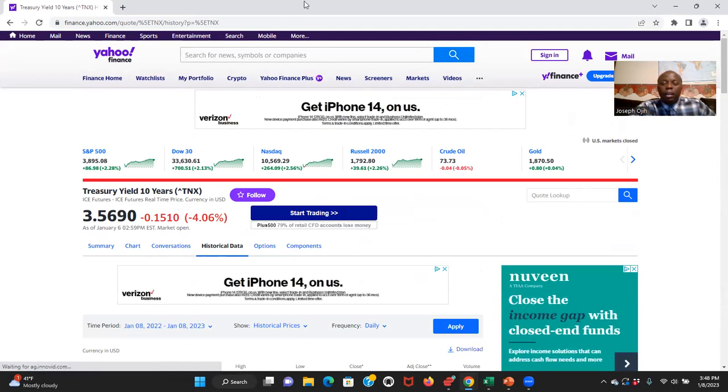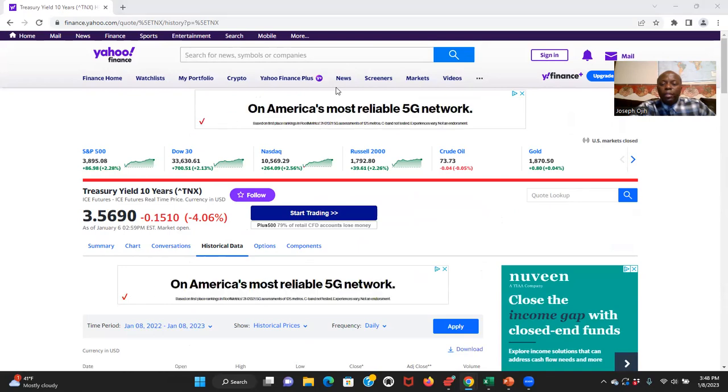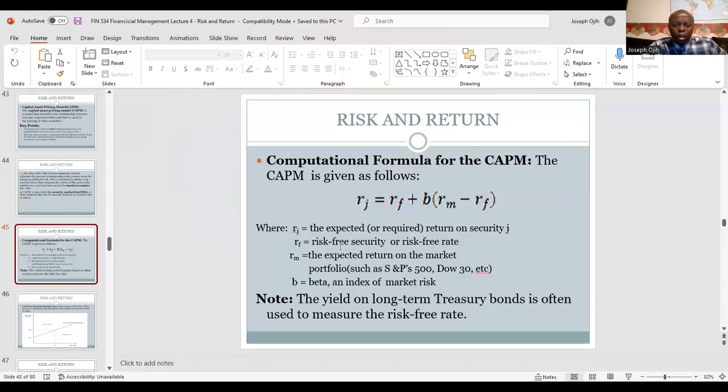Now, for the market return, you can use the return on any of the market indexes. This is like the S&P 500. You can use it as a market return. Then for beta, we can use the beta of the stock as our beta.